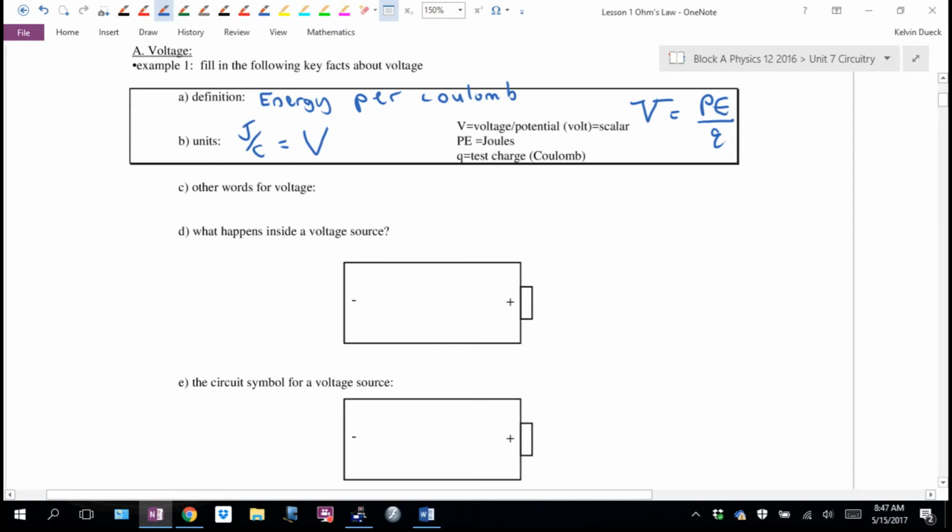What were the other words for voltage? Or electric potential. Again, not to be confused with electric potential energy. So, what happens inside a voltage source, inside a battery?